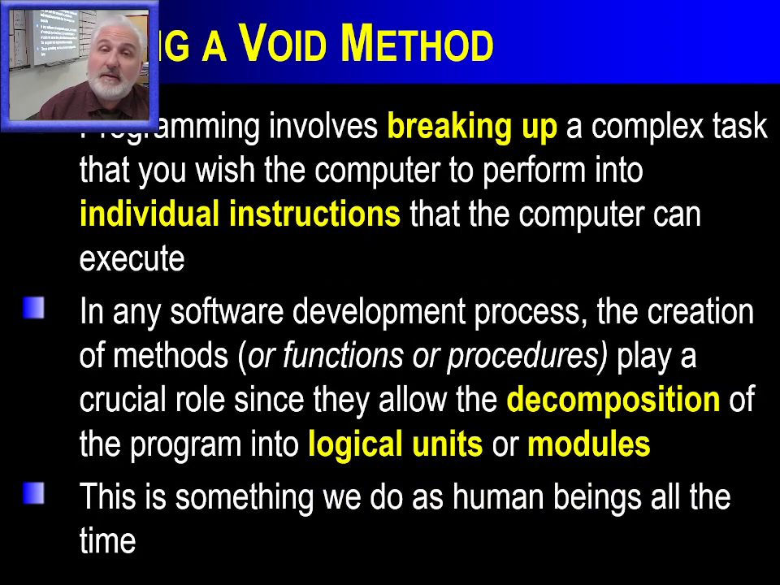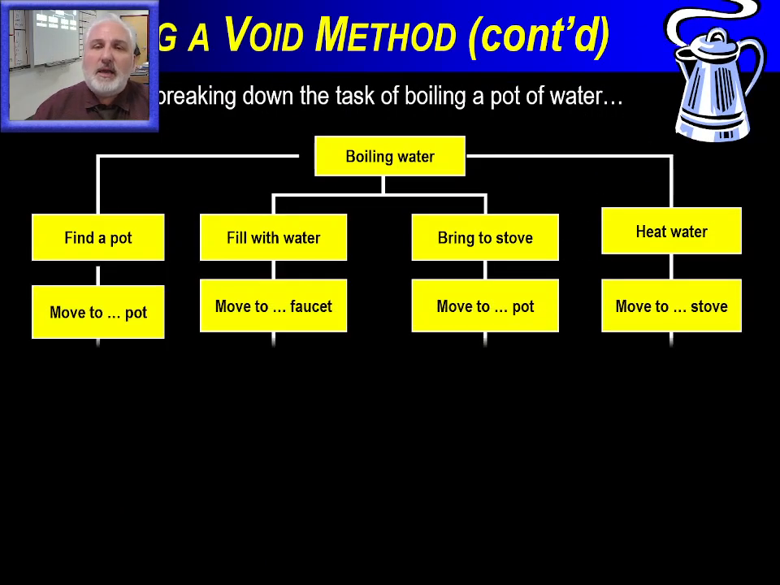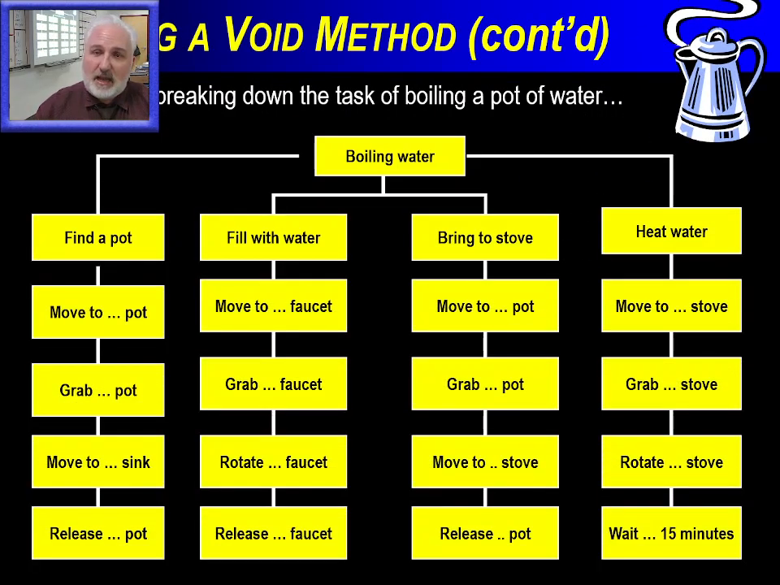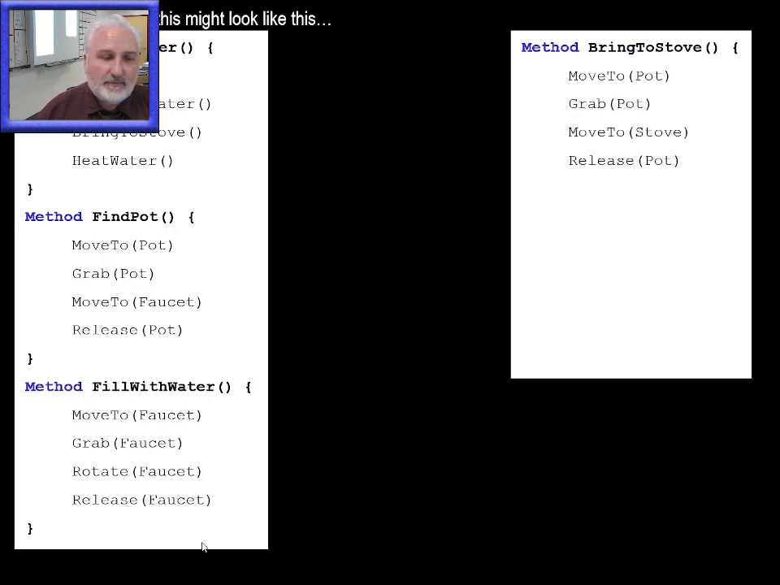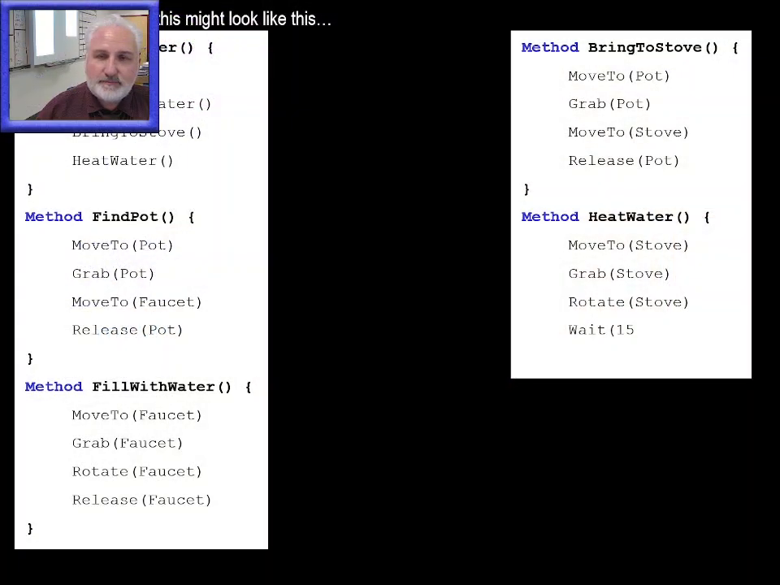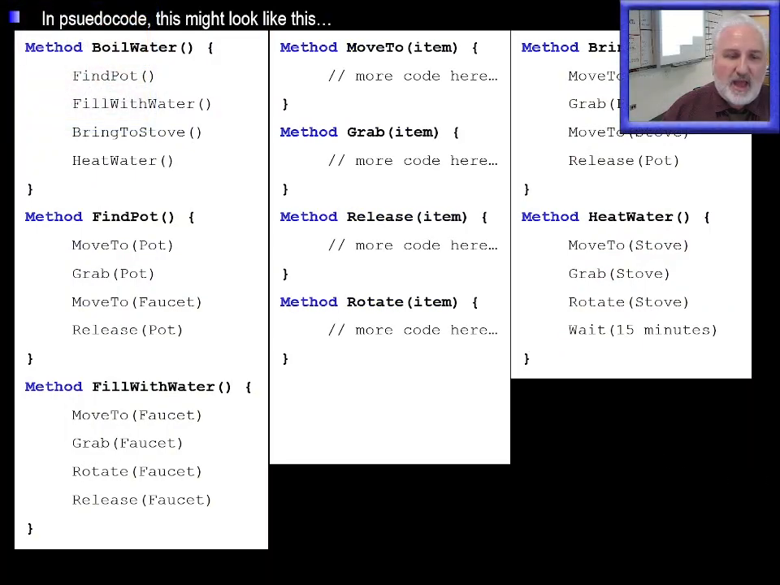So let's first start taking a look at the breakdown of what methods are. Programming involves breaking up a task. So in software development, breaking up a task into logical modules or logical units is useful. This starts at the level of creating methods or functions or procedures. And as human beings, we break down problems all the time. So in the Computer Science 30S, I use an example of boiling water and how you could break that down into tasks. Then I pseudocode that out, to see how that would go.